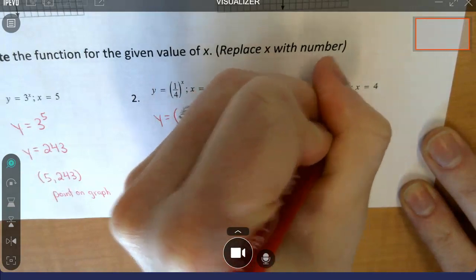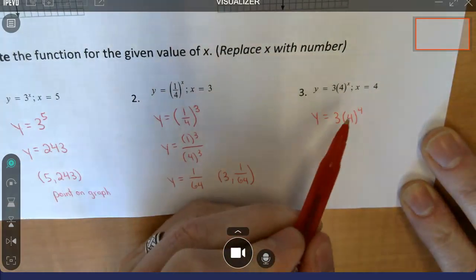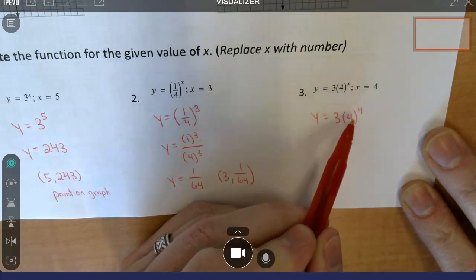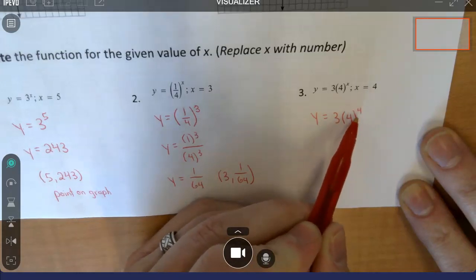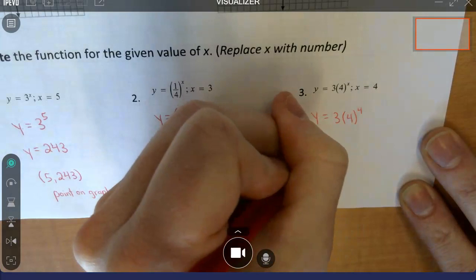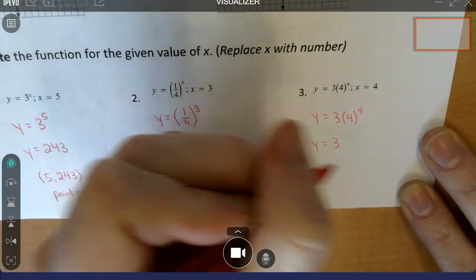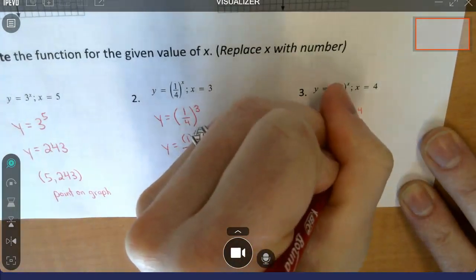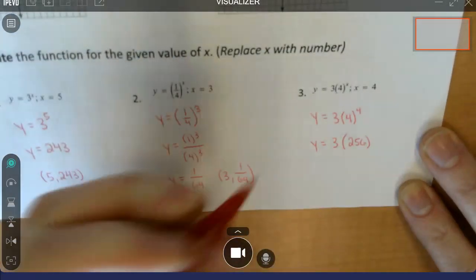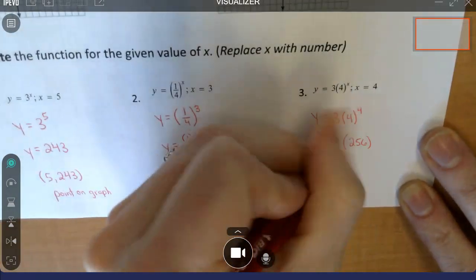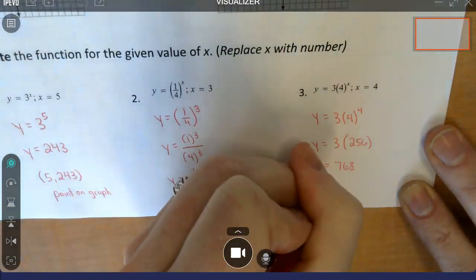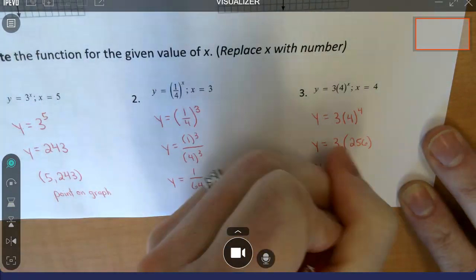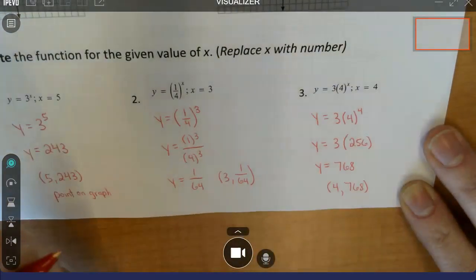So y equals 3 times 4 to the 4th power. Notice only the 4 is to the 4th power. You do not multiply this 3 times this 4. Do not do that. You have to do 4 to the 4th power first, then multiply that by 3. So it's going to look like y equals 3 times 4 to the 4th power. Again, use your calculator. That's 256. So now we multiply these two numbers together, and you end up with y equals 768. So when x was 4, y is 768.